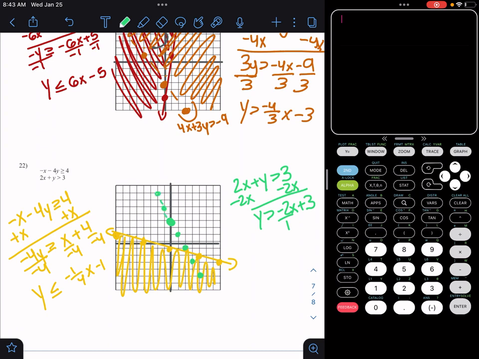This is not equal to, so I'm just going to connect it with dotted lines. Label it. 2x plus y is greater than 3. And shade above. So our solution area is this little area right there. Nice job.